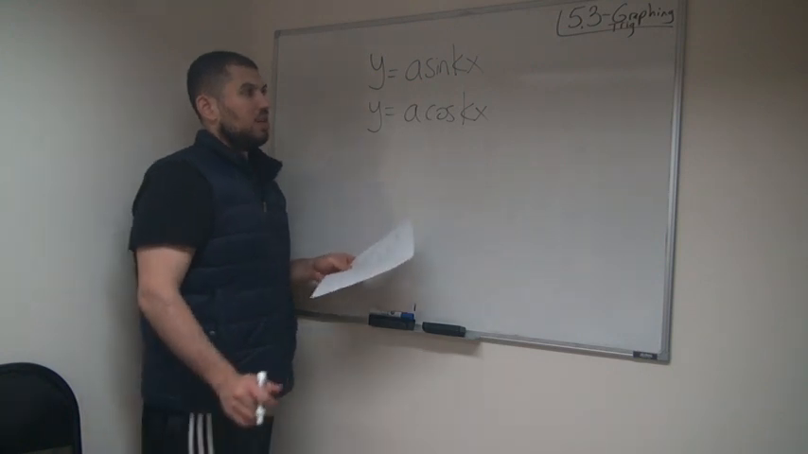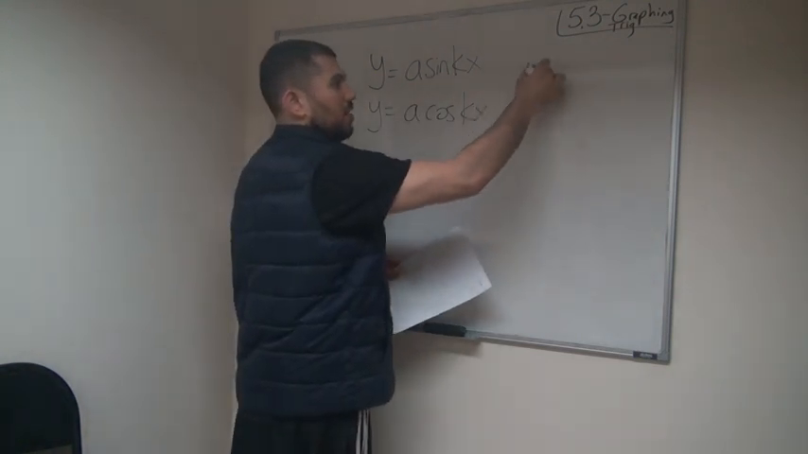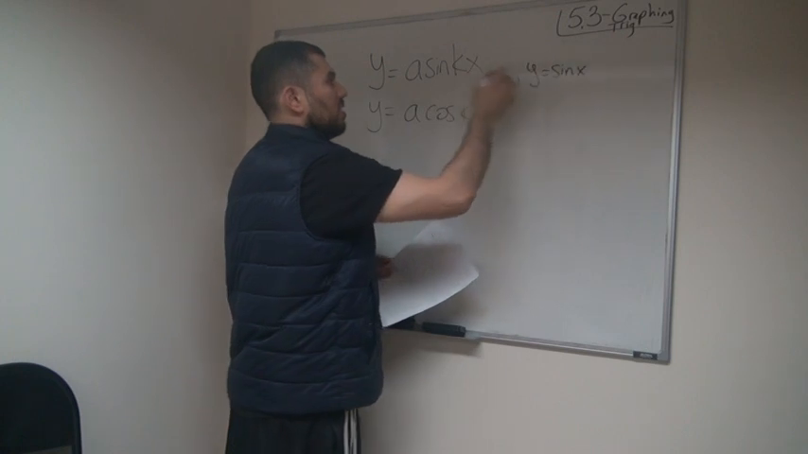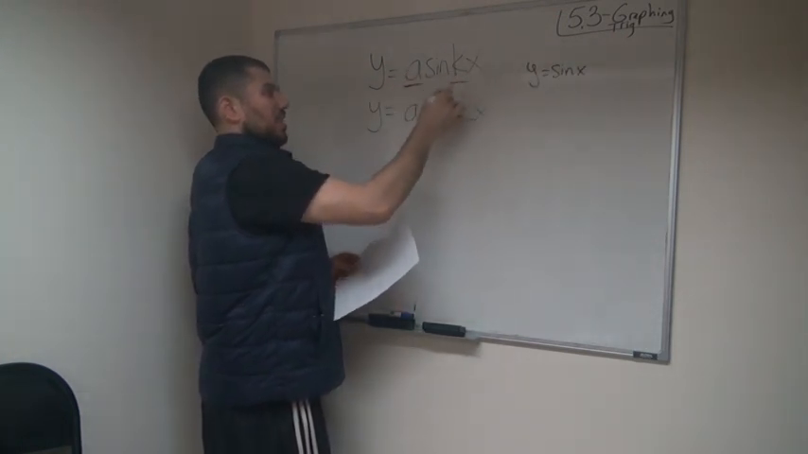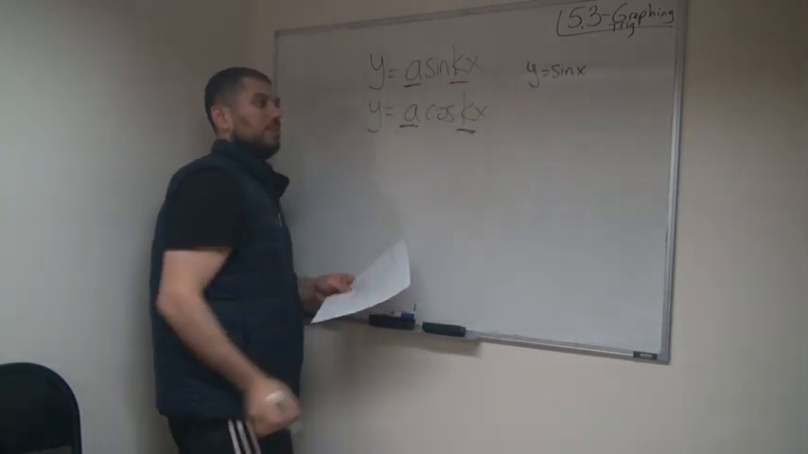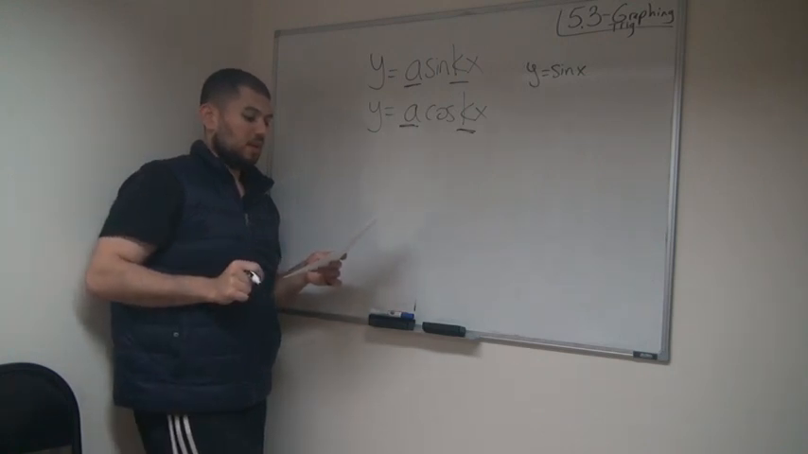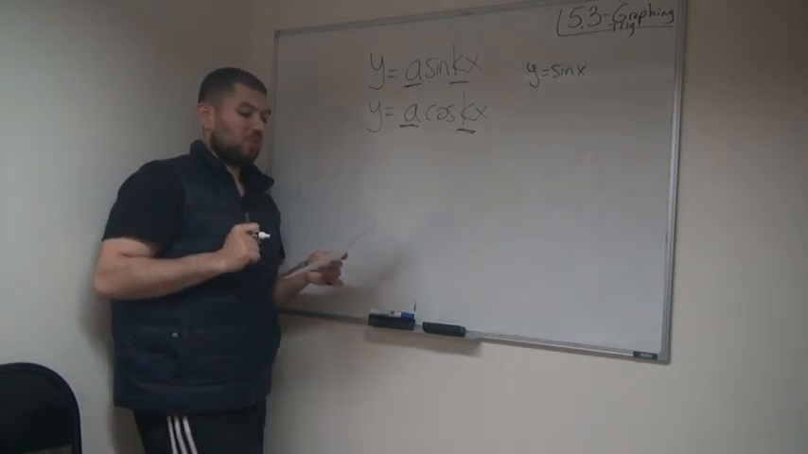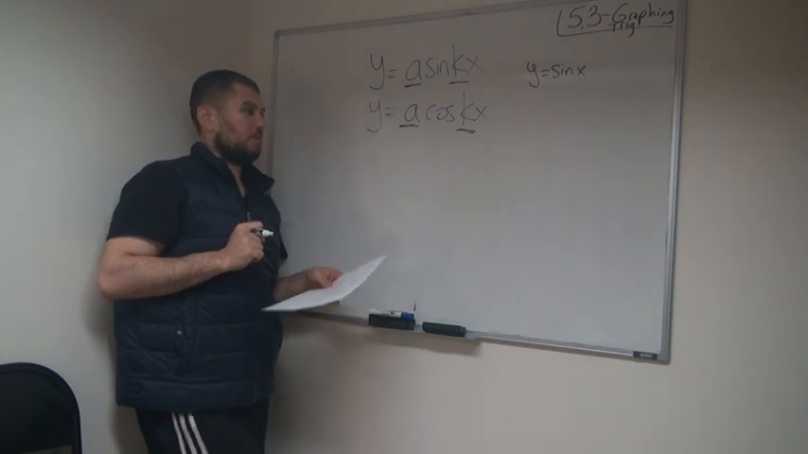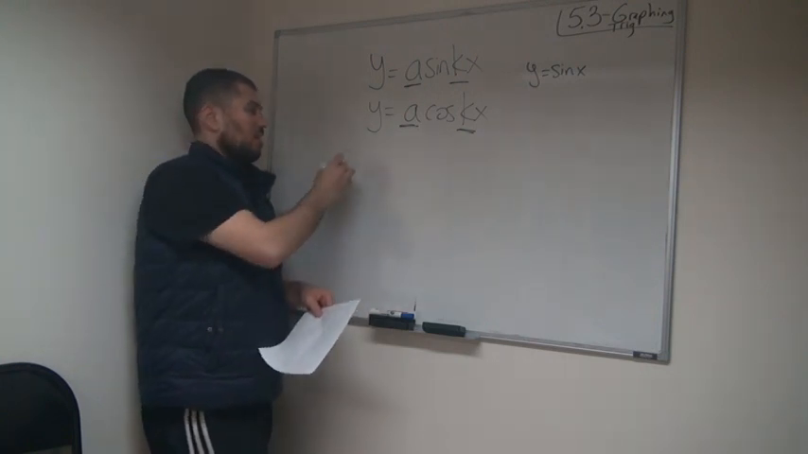But as you can see here, if I started off with y equals sine of x, what's this a doing here and what's this k doing here? These are foreign to me. Well, it's defined right here. Those curves will have an amplitude of absolute value of a and a period of 2 pi over k.